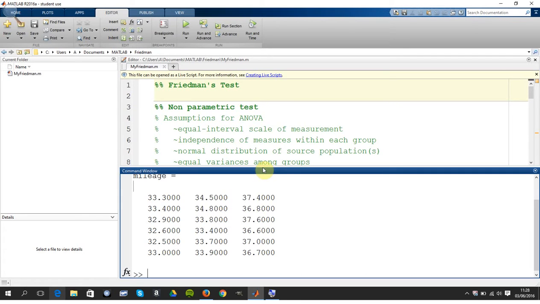Dancing Griffith's occasional series of Matlab tutorials on YouTube. Today we'll be looking at Friedman's test, which is a very simple test once you know what you're doing.